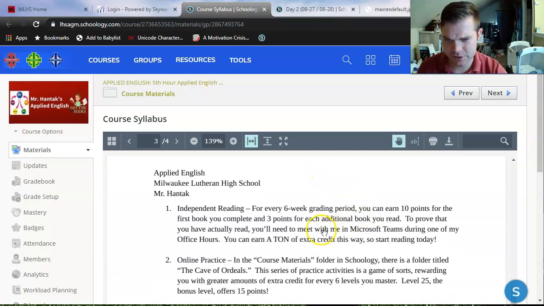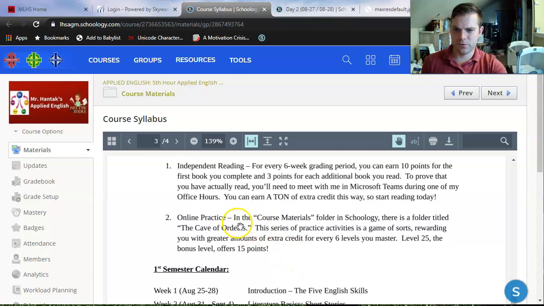There are 2 ways to earn extra credit, so independent reading is one of them. If you're reading a book outside of class, I'll give you 10 points for the first book you complete every 6 weeks, 3 points for each additional book. So let's say between weeks 6 and 12, Jada reads 3 books. That's 10, 13, 16 points extra credit that are going to get tacked on to lost points in the gradebook. While we're online, the way that you'll need to prove to me that you actually read is just to meet with me in Microsoft Teams so we can talk through the book or books that you read.